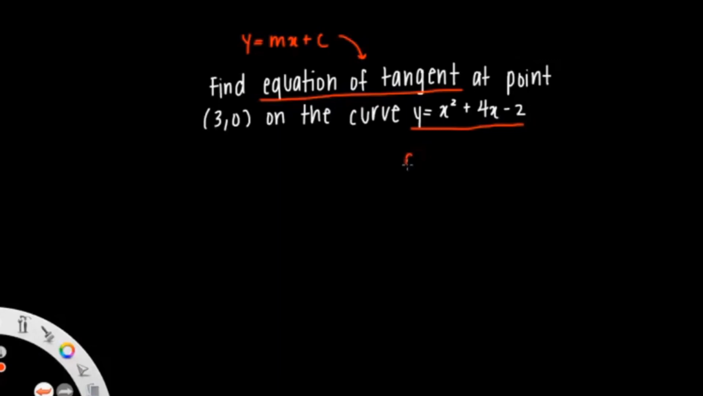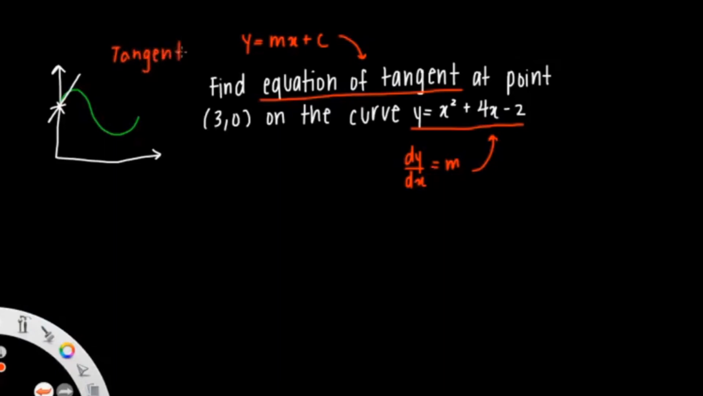And to find the gradient of the curve, we would find the derivative of this curve, which will give us m, and then we can substitute m into y equals mx plus c later on. To give you a bit more idea on what we're dealing with, let's say this is a random graph that I'm just drawing. And let's say this is a point on the graph. And when we draw a straight line to it, that is the tangent, in case you didn't know what a tangent was. Now we can move on to answering the question.